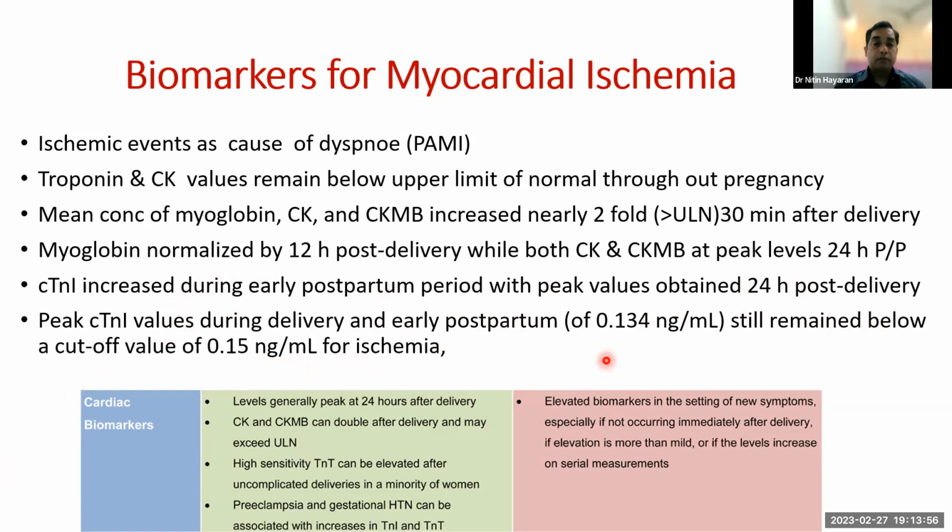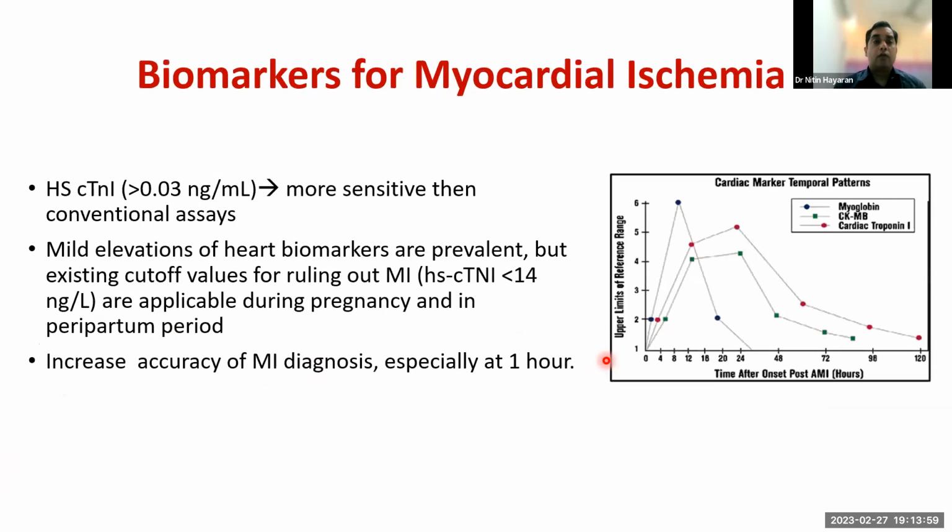So if we say the high sensitivity troponin I is more sensitive than all the conventional assays that we mentioned in the last slide, mild elevations of cardiac biomarkers are prevalent, but existing cutoff values for ruling out MI, that is less than 14, are applicable during pregnancy. So there is a difference in diagnosis of failure and ischemia. High sensitivity troponin I less than 14, as in normal patients, is also applicable in pregnancy. So it increases the accuracy of MI diagnosis, especially at 1 hour, with the help of high sensitivity troponin I.